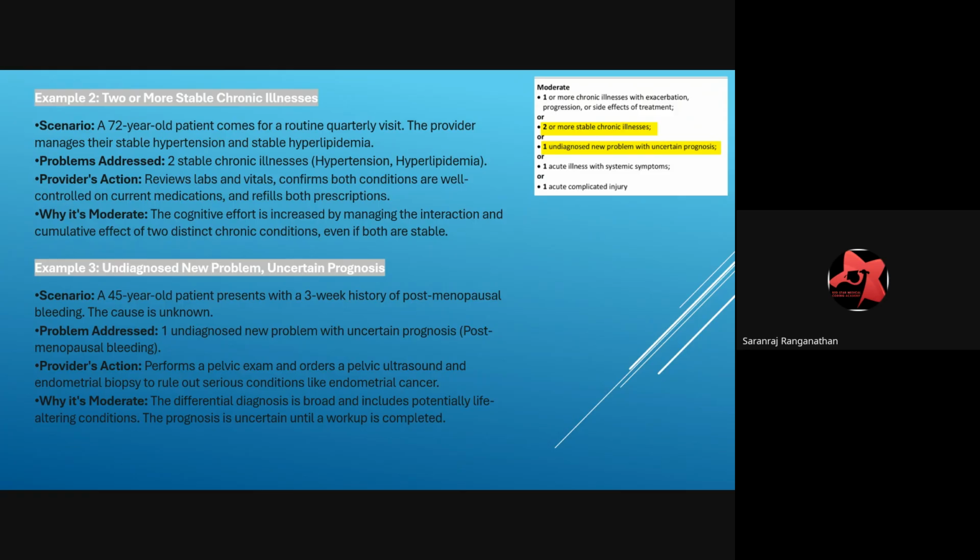You come to the hospital directly. Say, for example, here also I give an example: post-menopausal bleeding. Menopause is over, but the patient is having bleeding. We're not sure what the issue is. If I go for the analysis only, I will come to know the main reason for the bleeding. Unless or until I do the diagnosis, I will not be able to come to a conclusion about what type of condition it is. Such scenarios we will keep under undiagnosed new problem or uncertain prognosis.